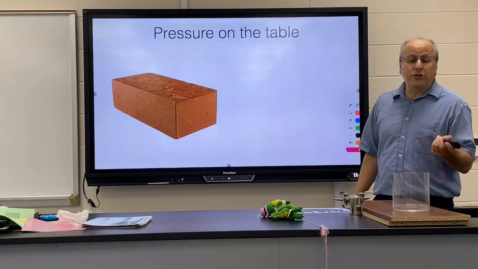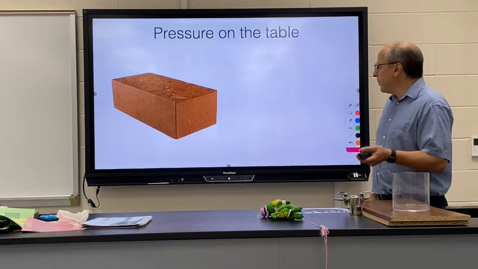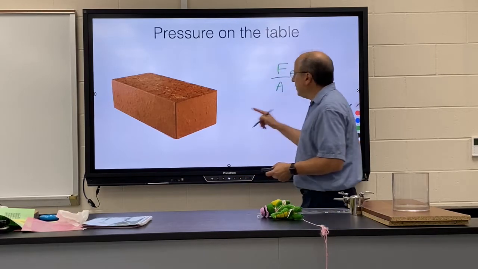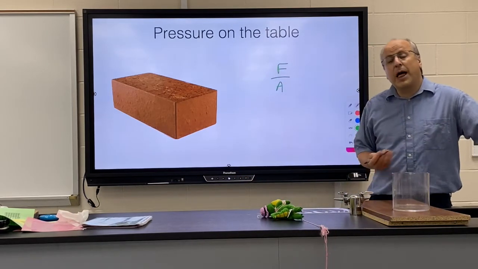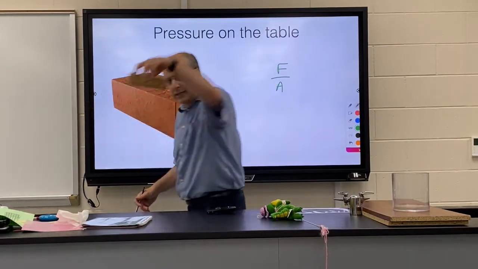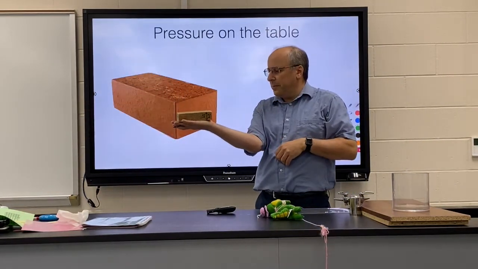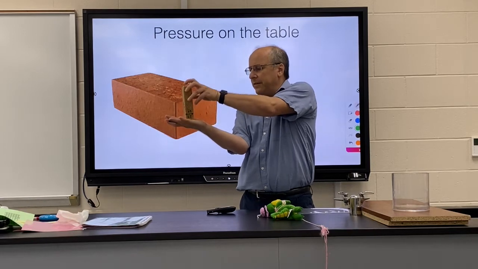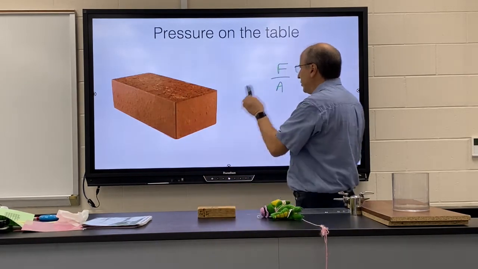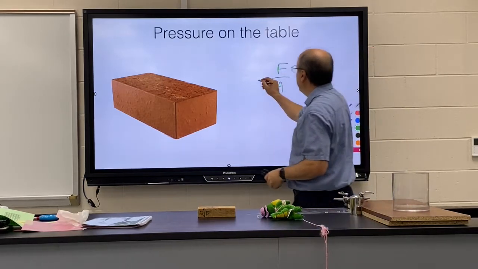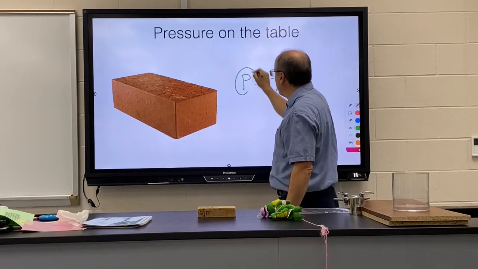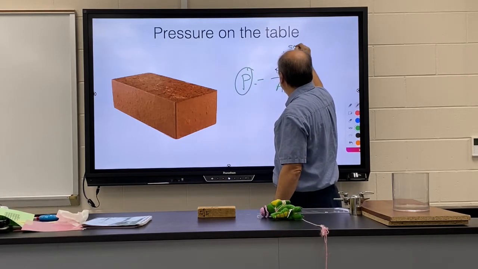I want to remind you of pressure. Remember, pressure is force over area. So depending on how you orient your block, you're going to get different pressures. Having the block sit on the big surface is going to be a low pressure, and having the block on a smaller area gives you a larger pressure. So remember how to get pressure in general: smaller area, bigger pressure if the force stays the same.